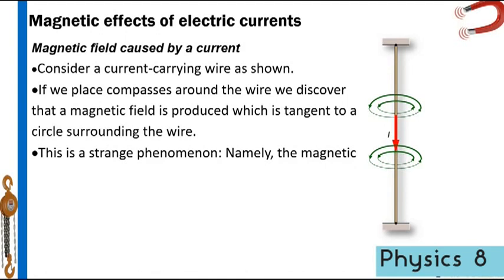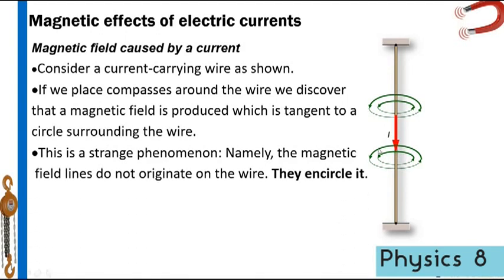Now, this particular phenomenon is quite an interesting one. The magnetic field lines do not originate on the wire. So the magnetic field lines are not on the wire. They're actually encircling the wire. And the other important phenomenon is that these magnetic field lines have no beginning and they have no end.